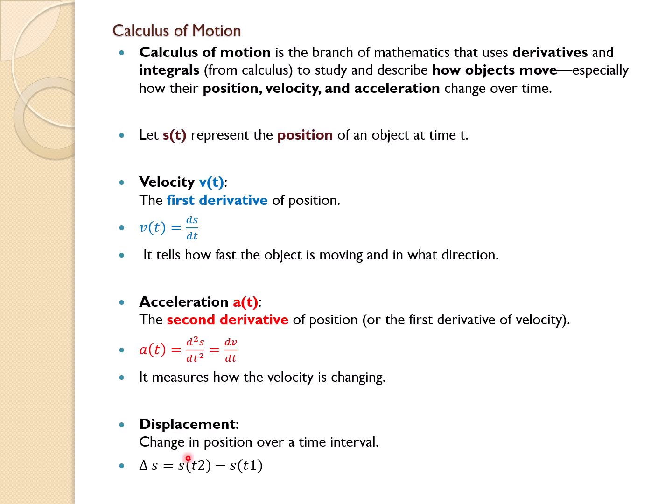For displacement, we look at the change in position over a time interval: where it was initially and where it ended up. So end point minus beginning point, which is displacement at time 2 minus displacement at time 1. Alright, so let's look at some basic problems.